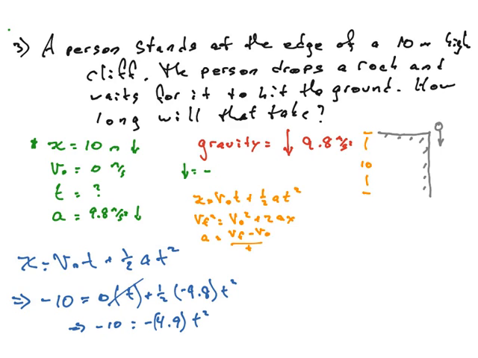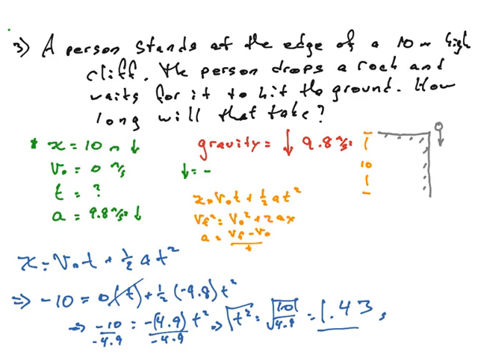How do I solve this for T? Well, divide the number, move it to the other side. So I divide by negative 4.9. And I get T squared is 10 over 4.9. The negatives cancel. And then I take the square root of both sides. And I get 1.43 seconds.